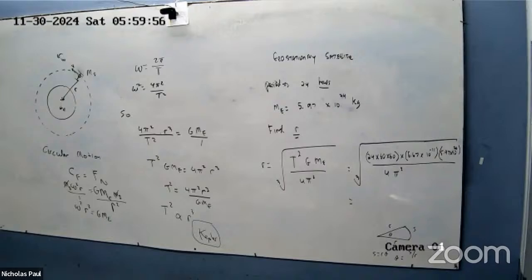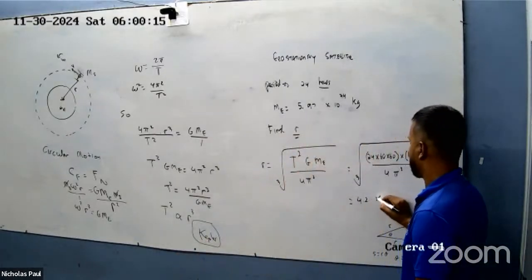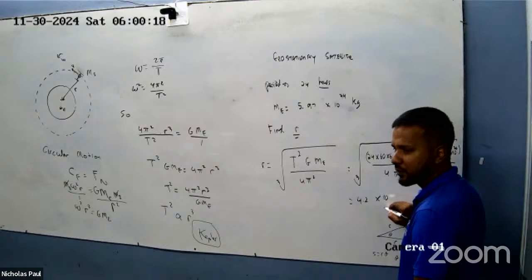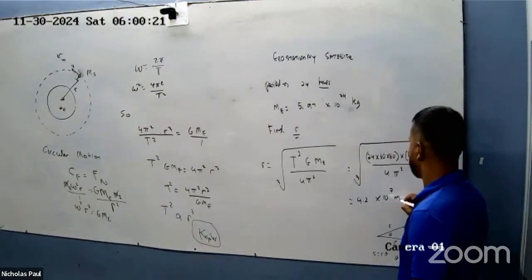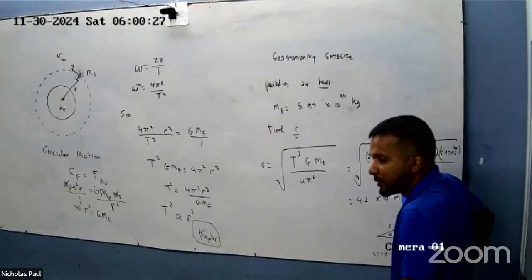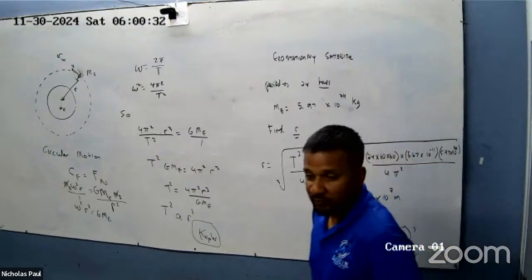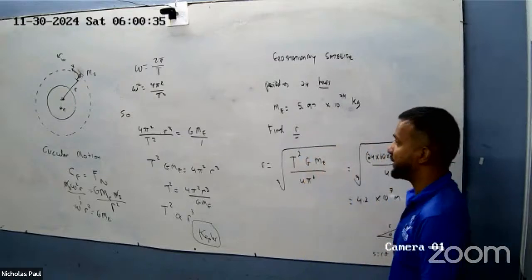One point two by 10 to the something. What do you get? Tell me, 4.1 by 10 to the what? I got 4.2 by 10 to the 7, the satellite.